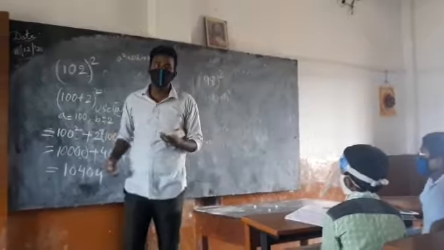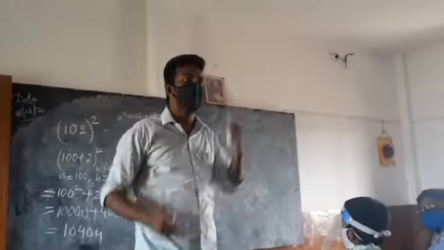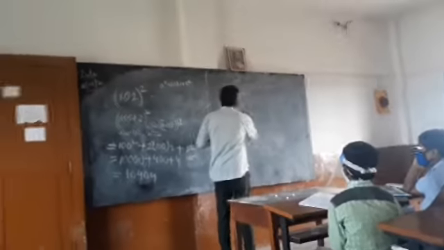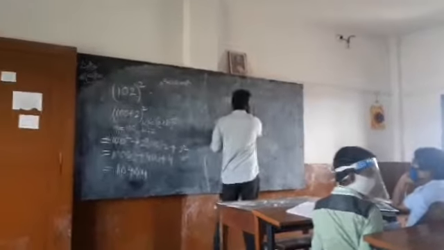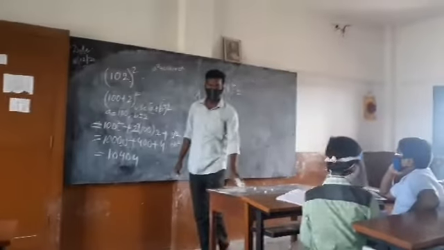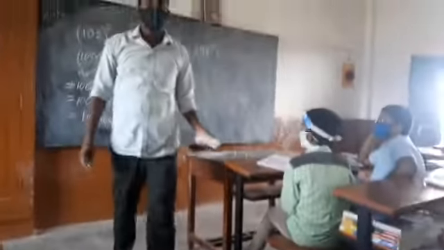Why are you using plus again? Why are you insisting on the plus? We have also discussed a minus b whole square. Use that also. Then it will be 100 minus 2. Sir, 98 minus 2. Yes, 98 minus 2.